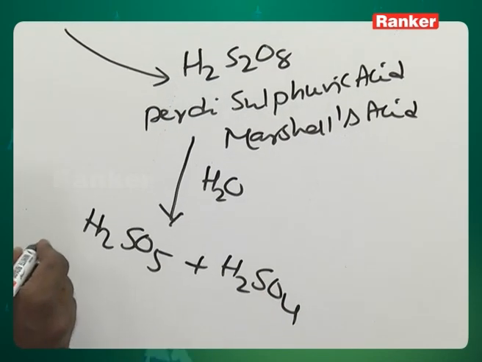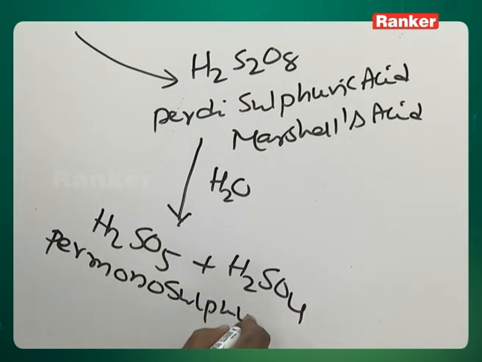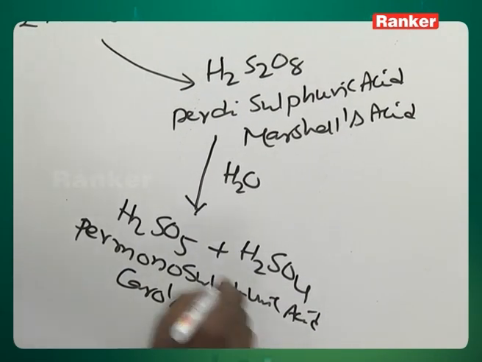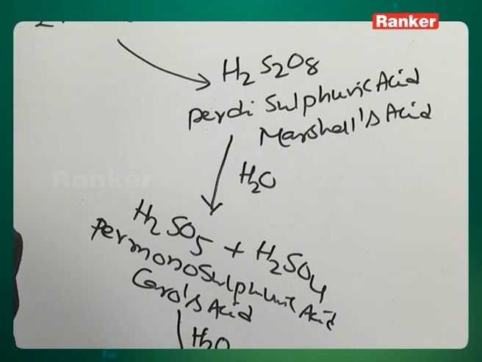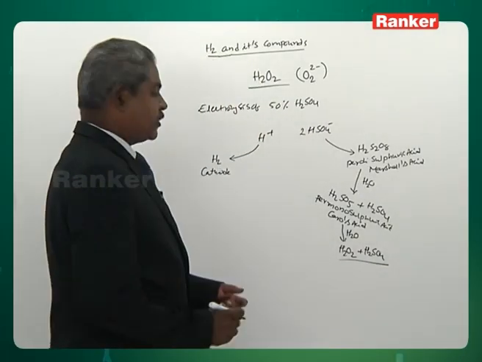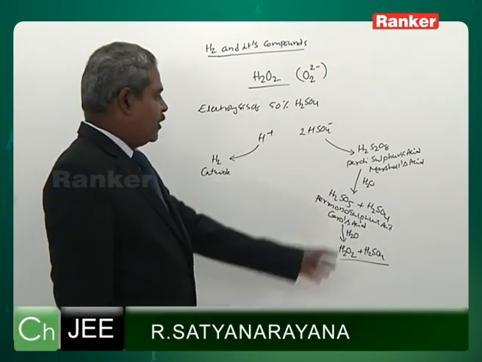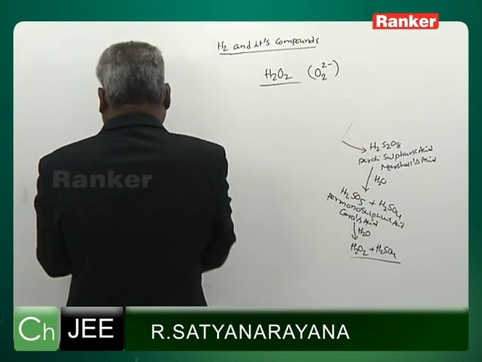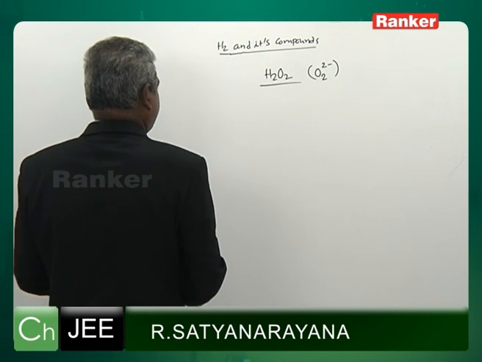This time it is called per-monosulfuric acid, also called Caro's acid. And when you add more water to this, you will get H2O2 plus H2SO4 again. So, electrolysis of 50% H2SO4, H plus and HSO4 minus, will produce H2S2O8 and H2SO5. Now the industrial method of manufacture of H2O2. Industrially, H2O2 is manufactured like this.